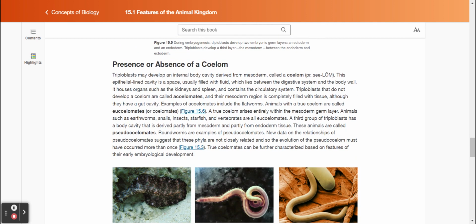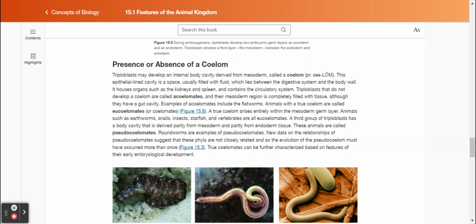Presence or absence of a coelom. Triploblasts may develop an internal body cavity derived from mesoderm called a coelom. This epithelial-lined cavity is a space, usually filled with fluid, which lies between the digestive system and the body wall. It houses organs such as the kidney and spleen and contains the circulatory system.